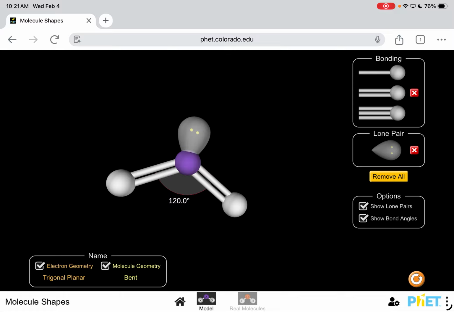Either you've got to use a real molecule, or you need to just remember, and this is probably the preference, because you might not have the right real molecule. Just remember that that lone pair is going to squish those bonds down just a little bit because it takes up more room.